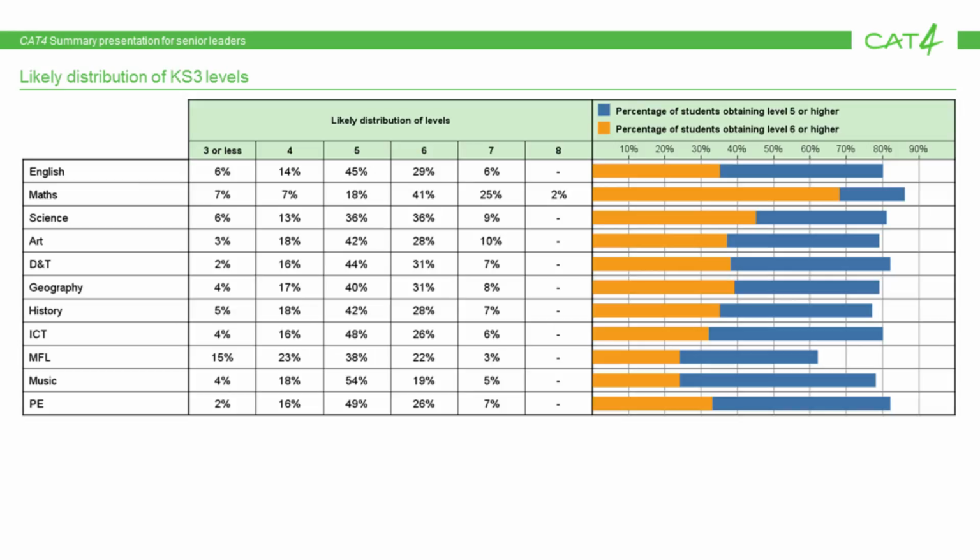At Key Stage 4, key performance data are displayed, here using grades. However, GCSE number levels are also shown.